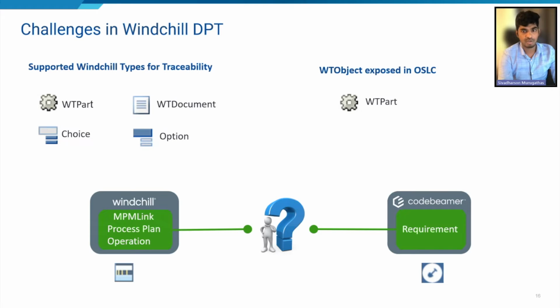For example, if a company has their requirement specification for a process plan operation in Codebeamer, and they want to trace this requirement from a Windchill NPM link object, this can't be implemented, since the process plan object is not supported for traceability and is also not exposed in OSLC. So how do we overcome this?